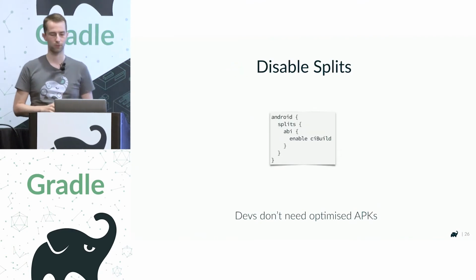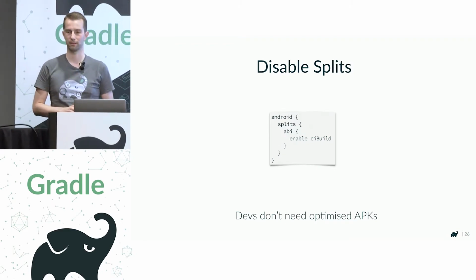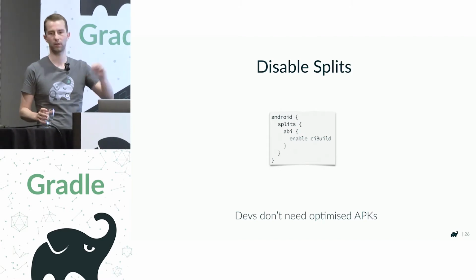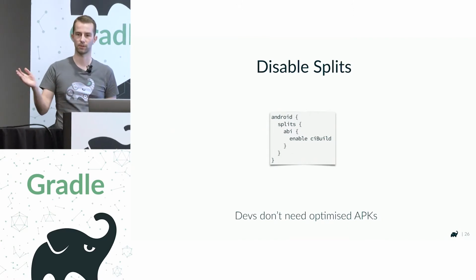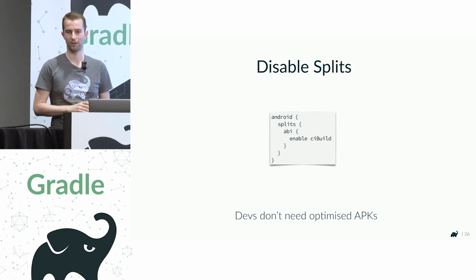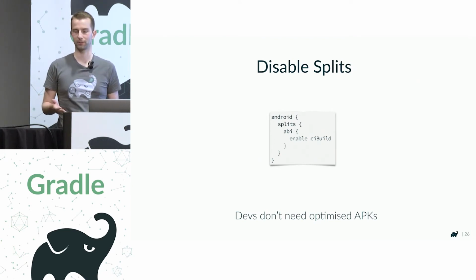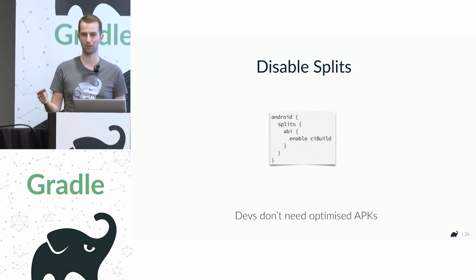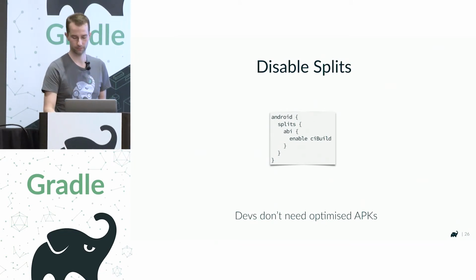Same goes for splits. This is also something that for developers, you probably don't need it. Splits allow you to build highly optimized APKs for just one target architecture, for instance. So leaving out all the resources and native binary files that you don't need on that architecture. But for a development build, you don't care. You don't care how big your APK is. You just want it to be built as fast as possible. So for a developer build, you can probably disable this.